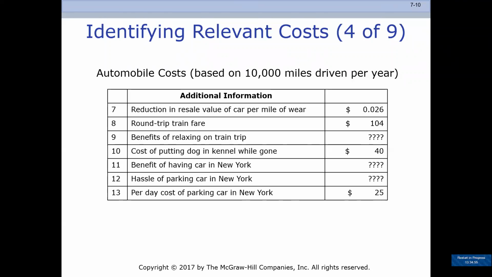Benefits of having a car in New York. Well, questionable. Depends on what borough you're in too, how close you are to a subway stop and buses and all that. So they just put question marks. Hassle of parking a car in New York. There's a certain hassle involved. Per day cost of parking a car in New York, 25. That's changed. Well, I guess it depends. In Manhattan, you can't get 25 a day, I don't think. Certainly not in Midtown. But that's okay. It's a number. We'll go with what they give us.